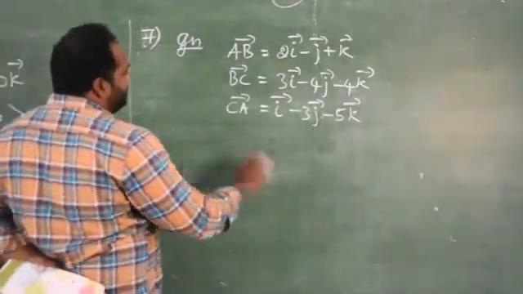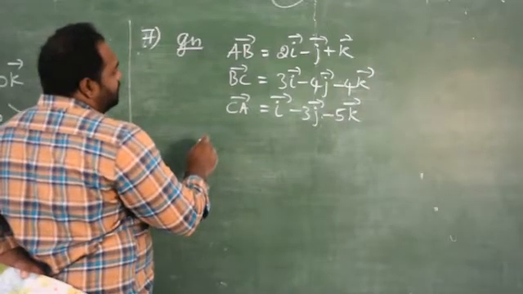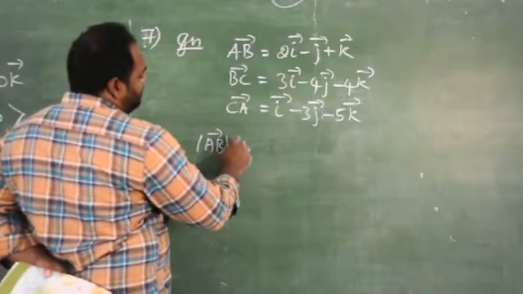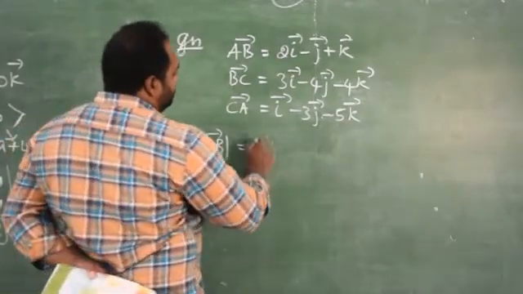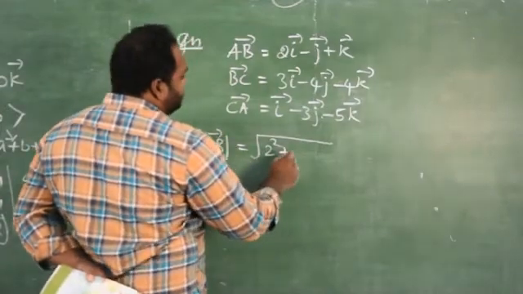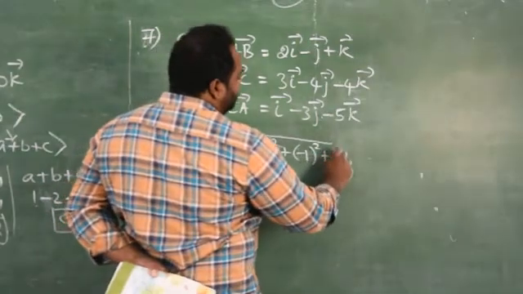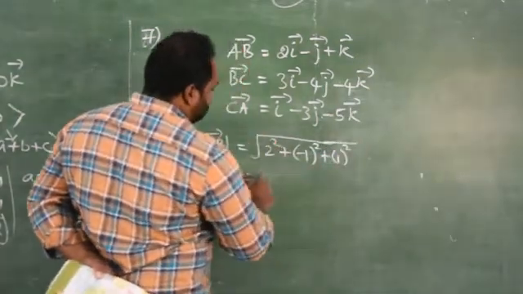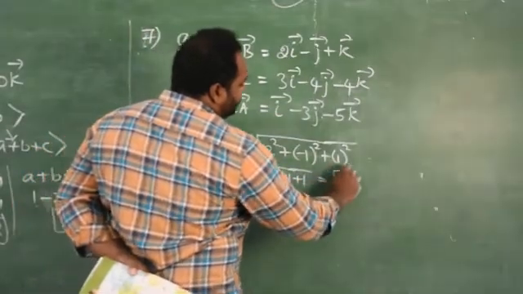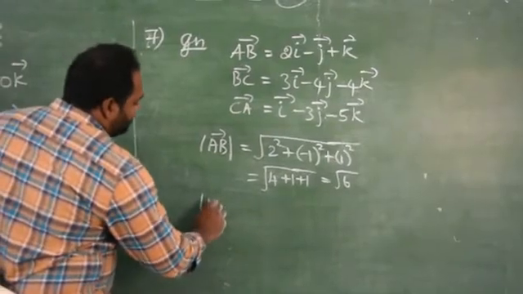Here, first I am going to find the modulus of that vector. Modulus of AB is root of 2 square plus minus 1 square plus 1 square. It is 4 plus 1 plus 1, which is root 6. Next, modulus of BC.